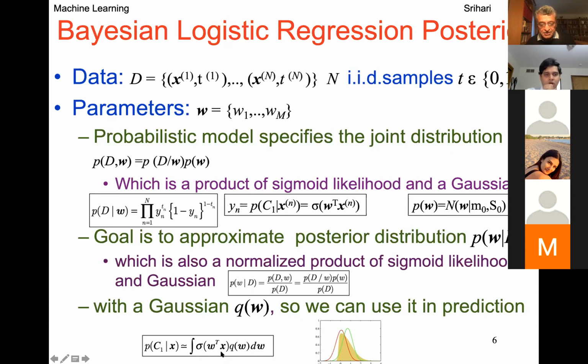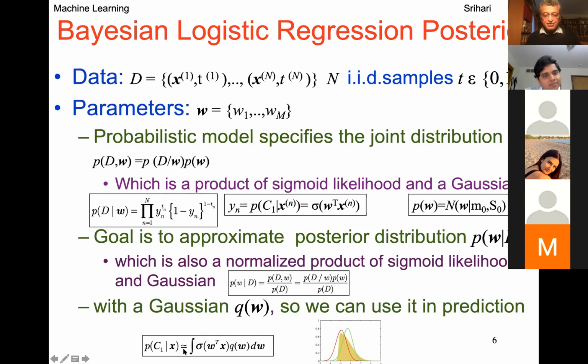Times Q(W). So this is the probability of D given W. That's what this part is, because we just saw that here, sigmoid W transpose X, right? And times Q of W is this part, where we are going to be replacing P(W given D) by Q(W). D W means over all values of W.